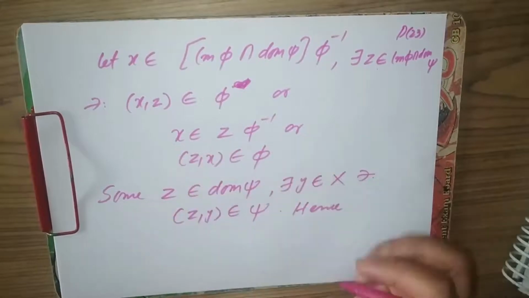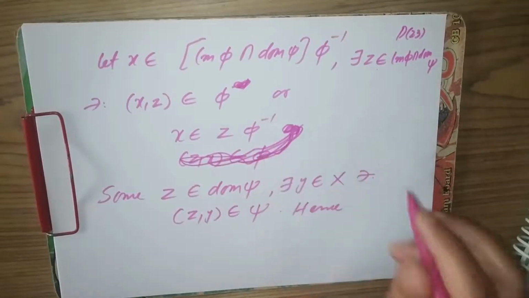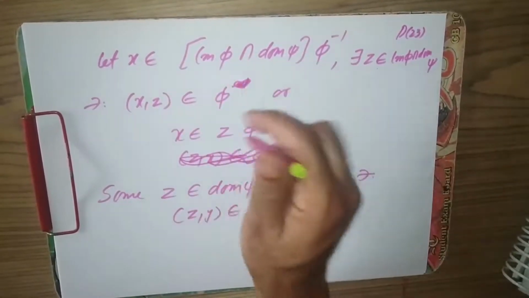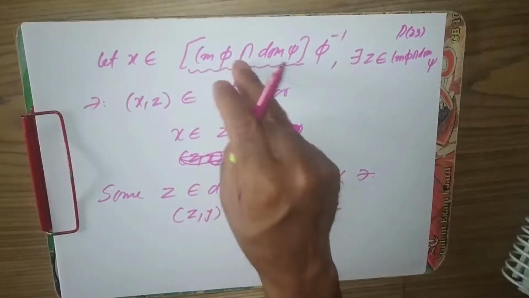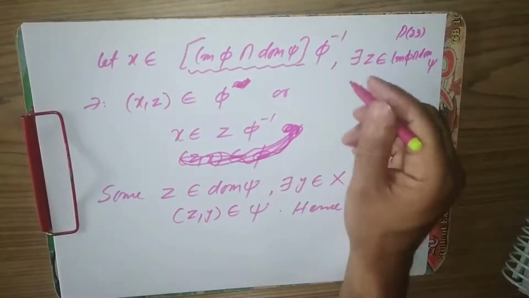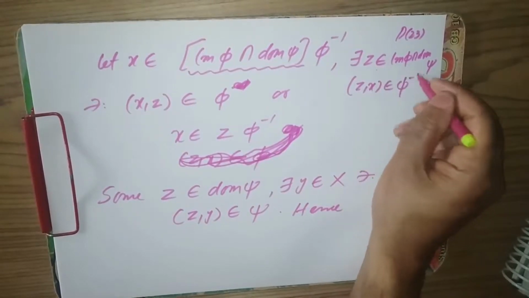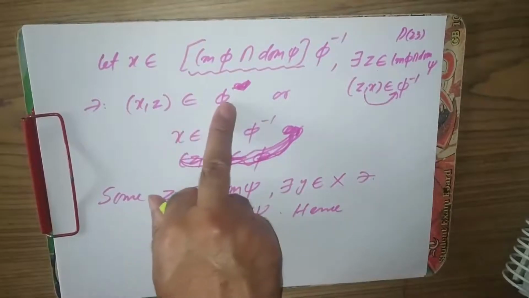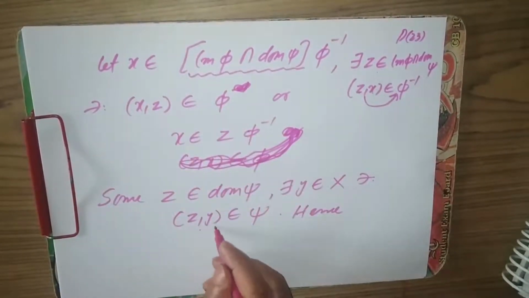Or we can say x belongs to z phi inverse. This is not correct. So you can see it here: z is in the domain of phi inverse, because this is a subset of the domain of phi inverse. Whenever z belongs to the domain of phi inverse, it means that z comma x belongs to phi inverse, which means x comma z belongs to phi. So we have x comma z belongs to phi, and z comma y belongs to psi.